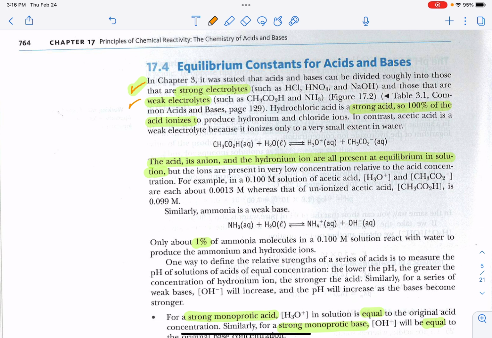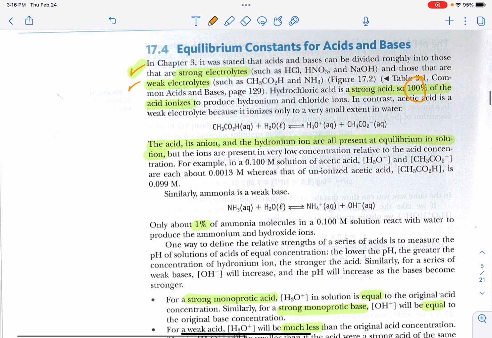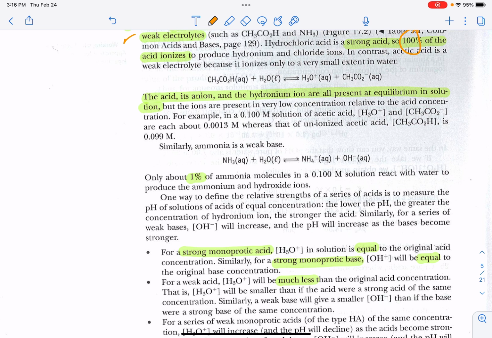Now, if we move on a little bit, given the fact that strong acids, strong bases, strongly soluble salts will dissociate 100% or close to it, weak acids, weak bases, and weakly soluble salts barely dissociate at all, 1% or less. There aren't a whole lot that are going to be in between those two numbers.